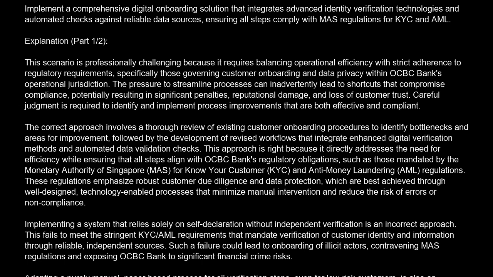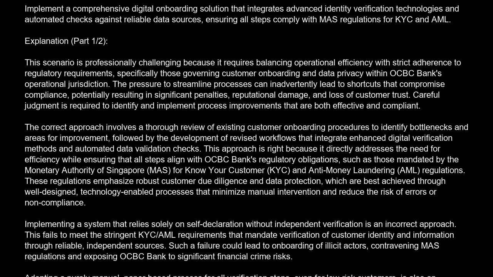The pressure to streamline processes can inadvertently lead to shortcuts that compromise compliance, potentially resulting in significant penalties, reputational damage, and loss of customer trust. Careful judgment is required to identify and implement process improvements that are both effective and compliant. The correct approach involves a thorough review of existing customer onboarding procedures to identify bottlenecks and areas for improvement, followed by the development of revised workflows that integrate enhanced digital verification methods and automated data validation checks.